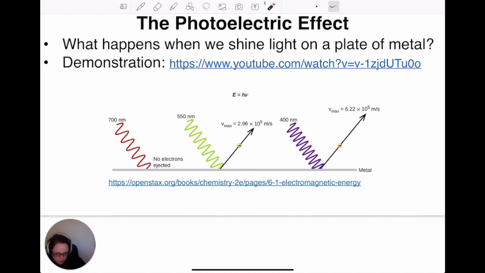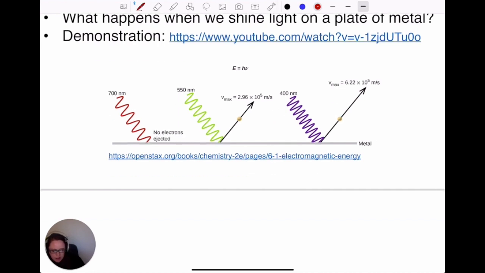Okay, so here's a figure that shows this from the OpenStax textbook. Here we have a single piece of metal, and this is a little bit different in that here we have only visible wavelengths of light, but the overall principle is the same. The exact behavior will depend on the material being used. If we take red light and shine it on this particular piece of metal, nothing happens. So there's no electron ejected.